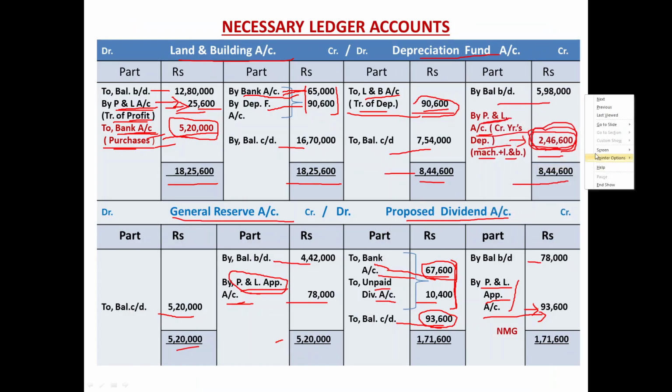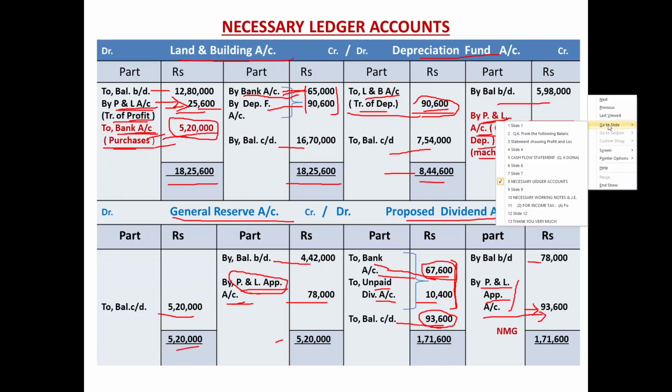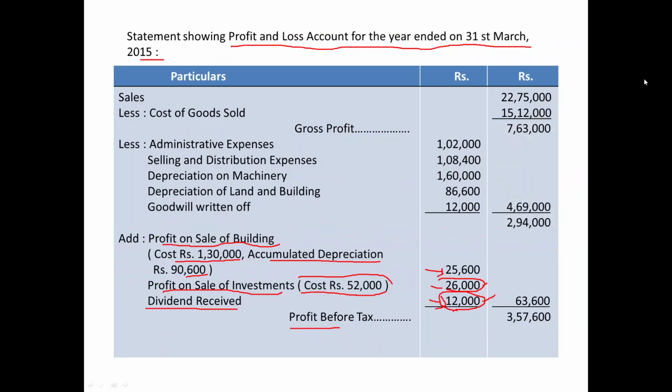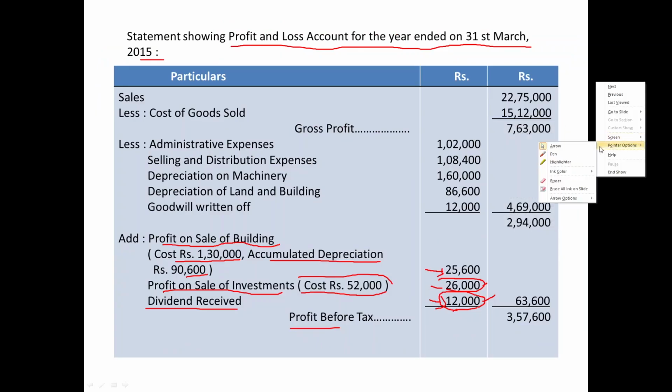Now, as I told you, the depreciation that we decided from the ledger account of depreciation fund, this amount 2,46,600, can be verified also from the given profit and loss account. Let us verify it whether it is there or not. Have a look.